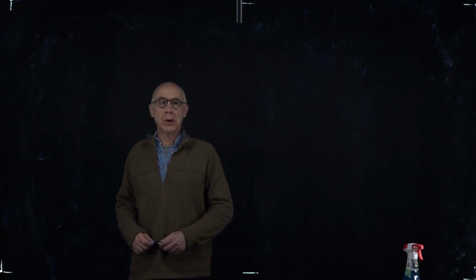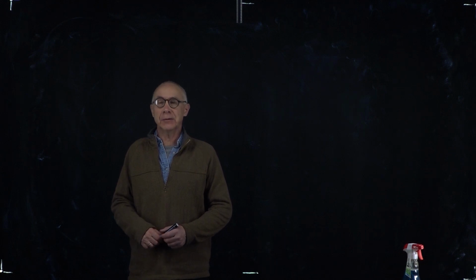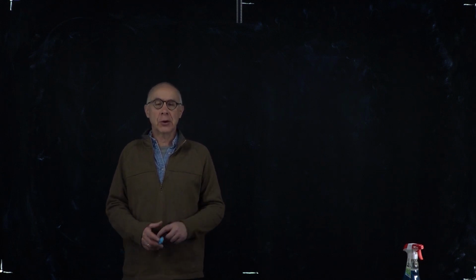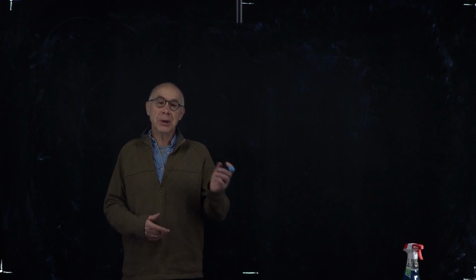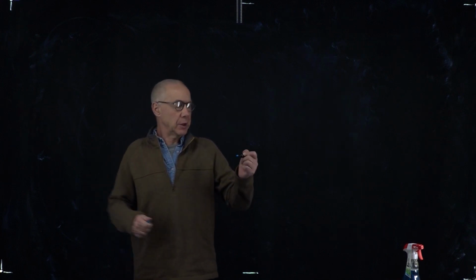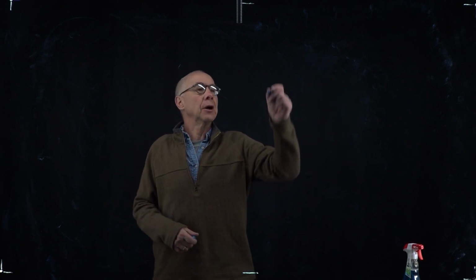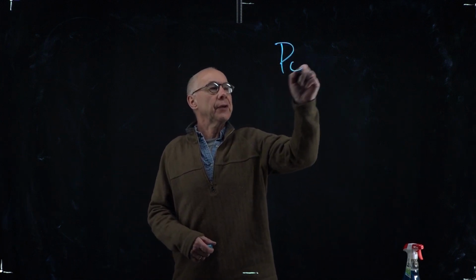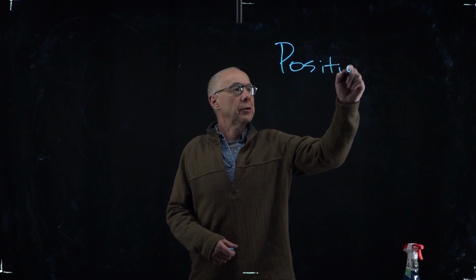Welcome back to Statics. I want to talk today about position vectors. A position vector describes the relative location of a point B relative to some other point A, for example. So first of all, again, position vectors, what we're going to talk about.